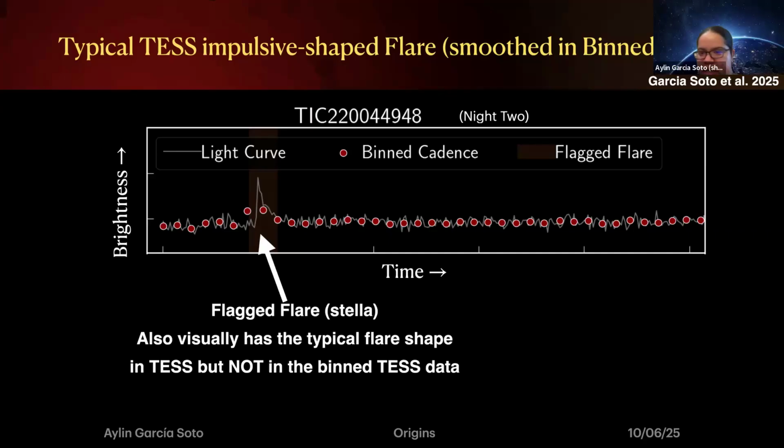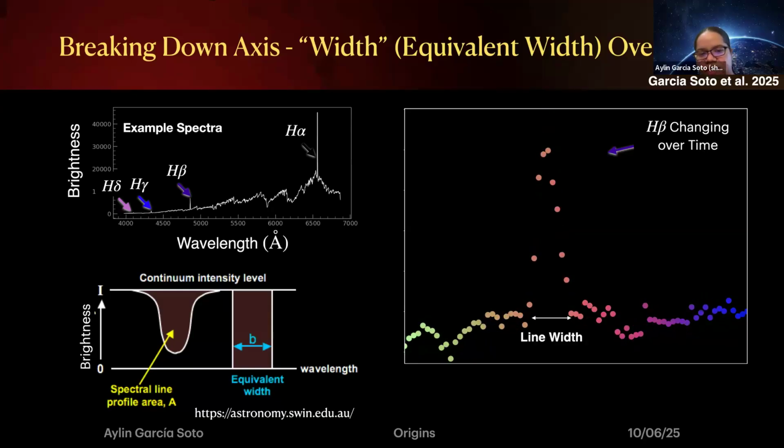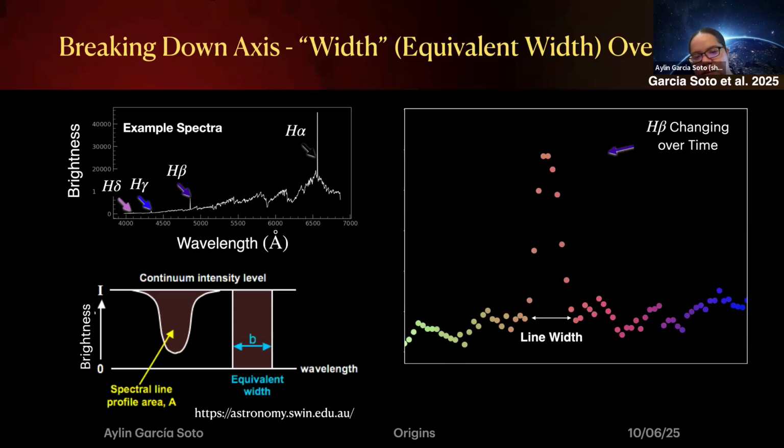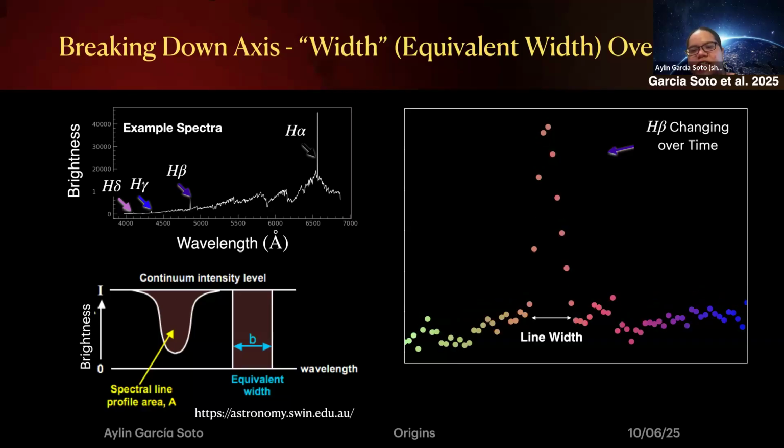The next thing is breaking down the width part. I called it width. I should have changed it, because there's another thing called width. But essentially, we're taking the area under the curve and finding a rectangle that has the same area, and that's called equivalent width. In this image, you're just seeing H beta change over time. And we're doing equivalent width for every single observation.